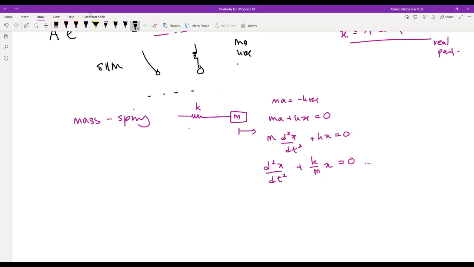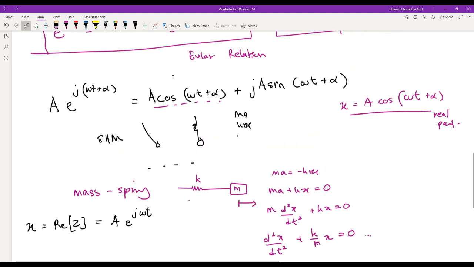So we define x, which is the real part of z, because it doesn't have the complex function here, equal to a exponential j omega t. So we know that exponential j omega t is equal to cos omega t plus j sin omega t, something like this.